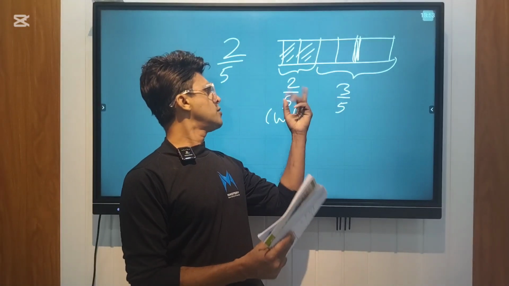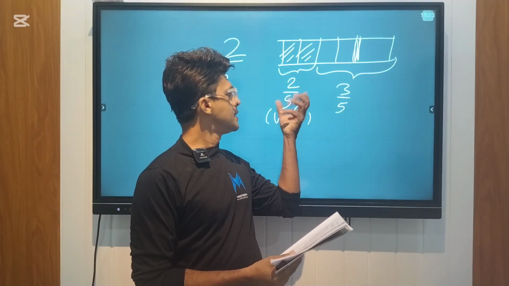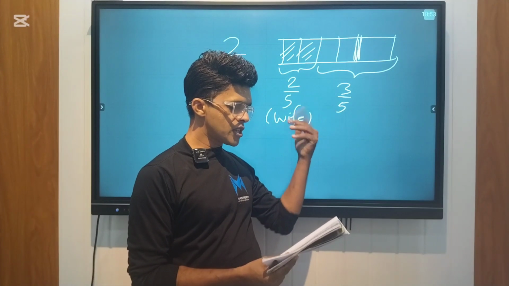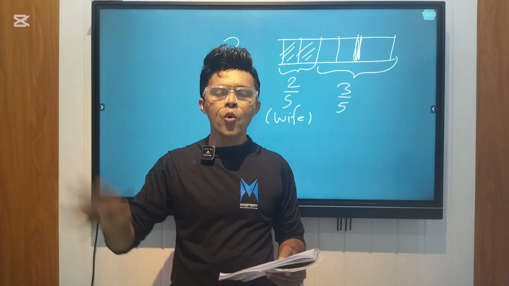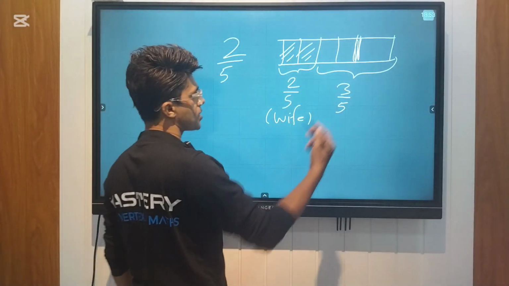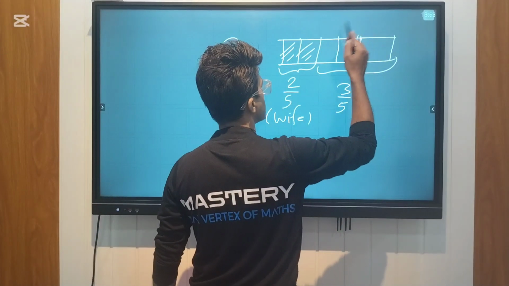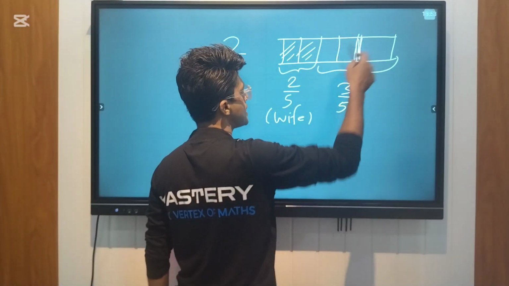The wife is given 2/5 of his money. Then after that, what is he doing? The remaining fraction is divided among his daughters, right? So the question is the fraction which is taken by a daughter. There are 3 daughters. Considering this diagram also, we are able to get the answer, right?